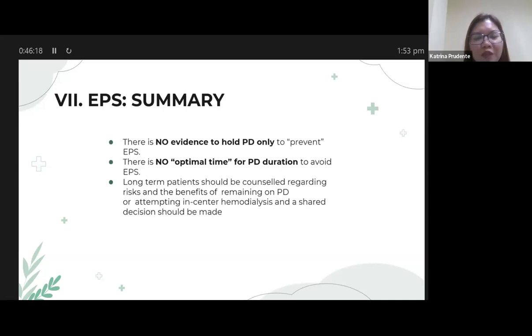There is also no evidence to hold PD only to prevent EPS, and there is no optimal time for PD duration to avoid EPS. And long-term patients should be counseled regarding the risk and benefits of remaining on PD or attempting in-center hemodialysis, and shared decisions should be made with the patient.